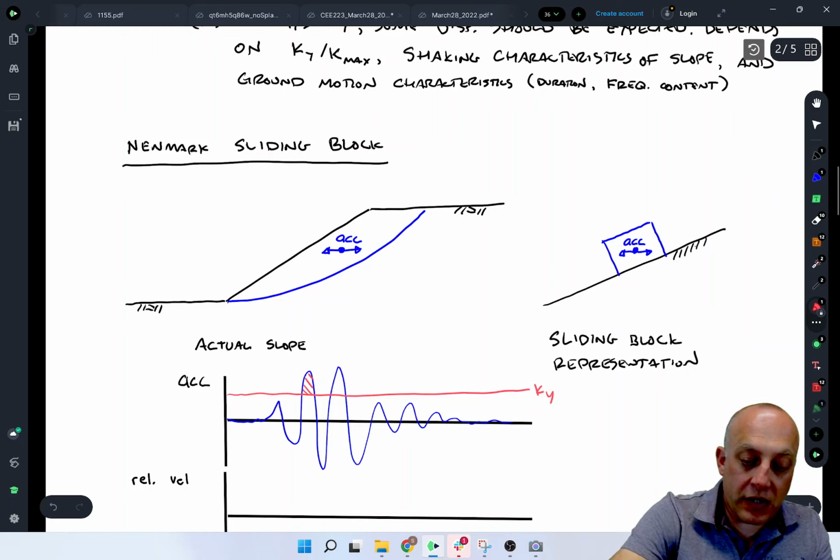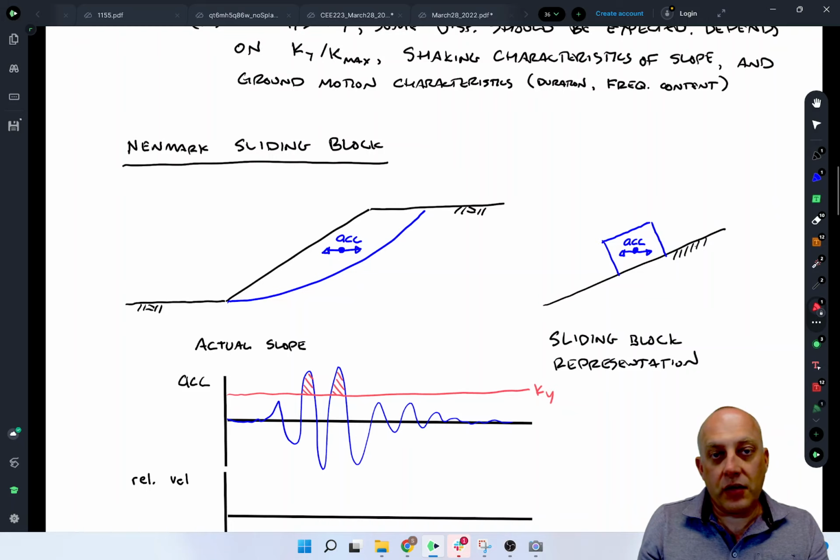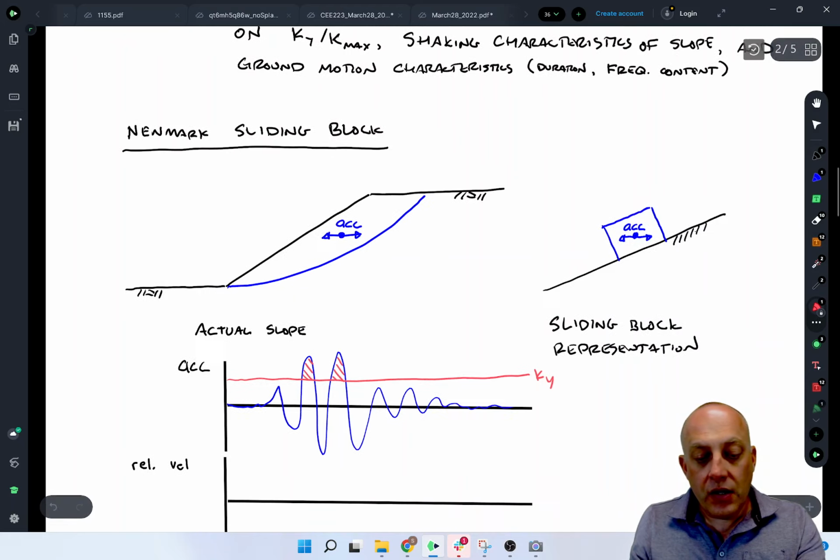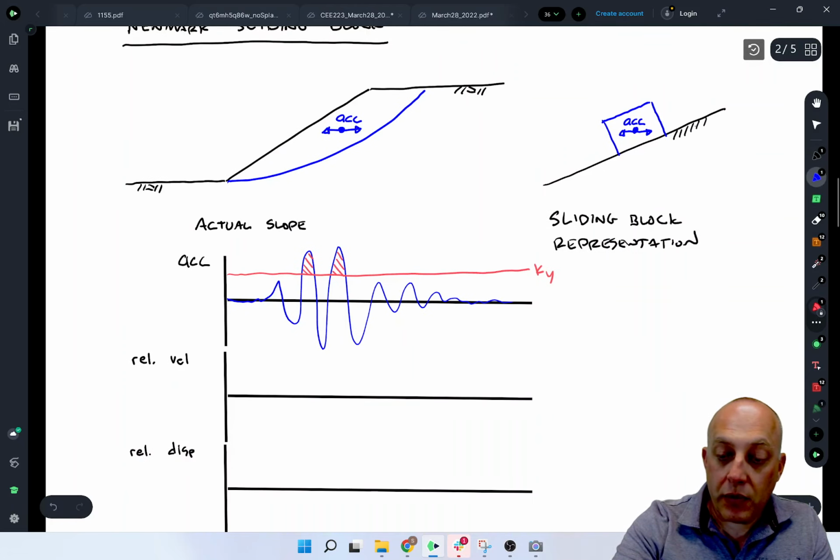The amount of displacement is really going to depend on the area of the acceleration time series that's above the curve. And in this case, I'm ignoring the other direction, so we're not getting any kind of acceleration the other way. So that's acceleration. Let's look now at relative velocity.